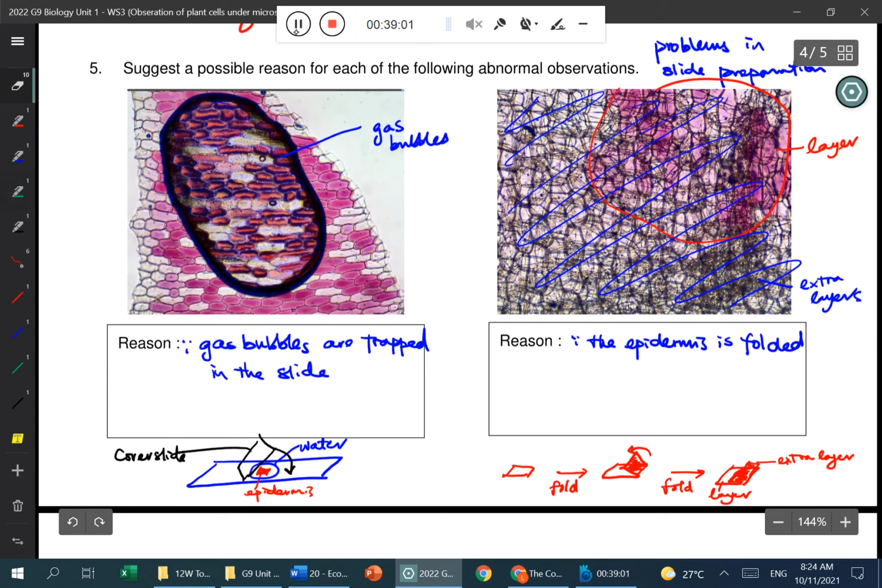So that's why before you put the cover slide on, you have to use forceps to unfold these layers so that there is only a single layer present in the slide.